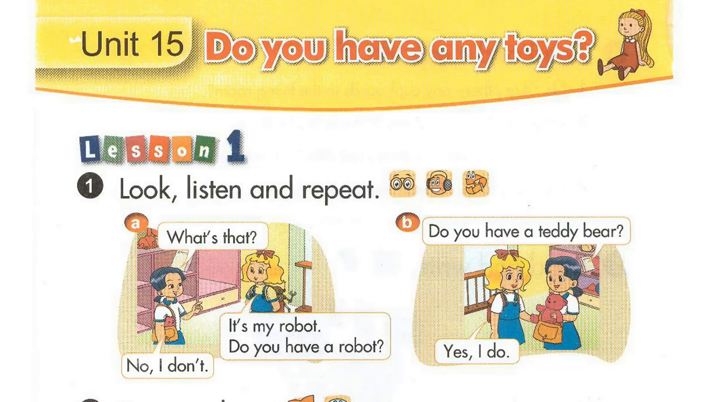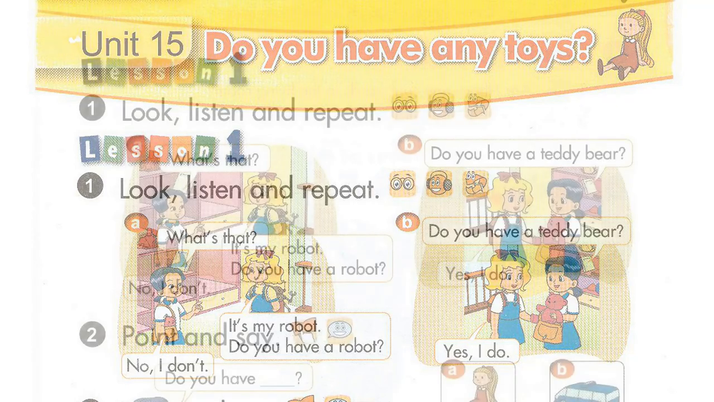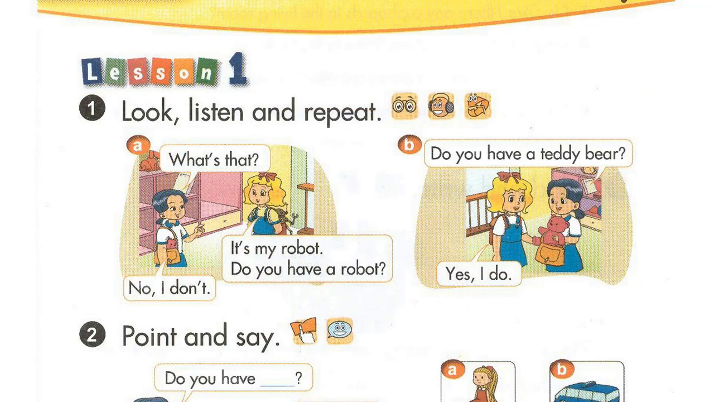Page 30. Unit 15. Do you have any toys? Lesson 1. Activity 1. Look, listen and repeat. A. What's that? It's my robot. Do you have a robot? No, I don't. B. Do you have a teddy bear? Yes, I do.